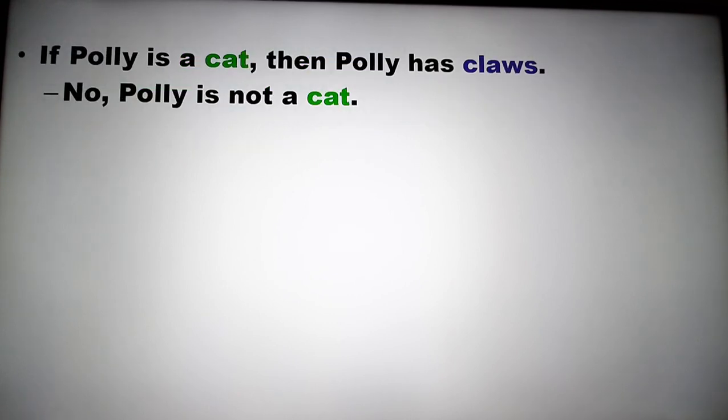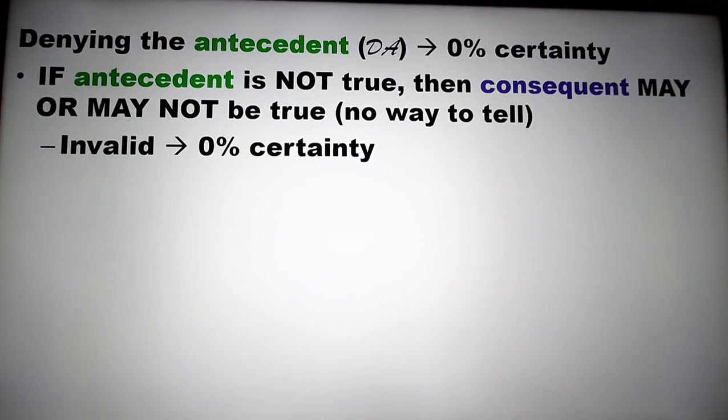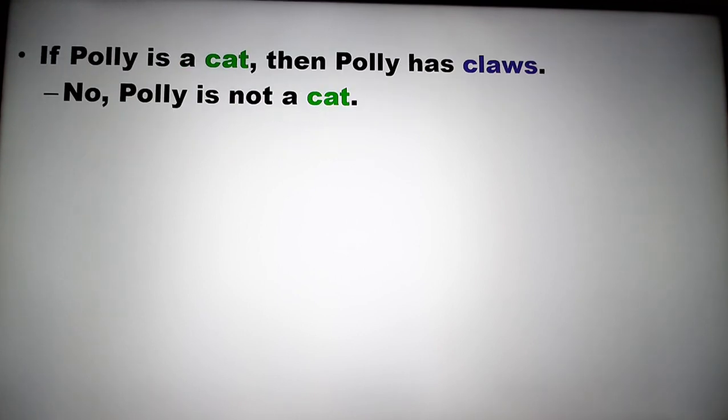We call this an invalid argument. It's a logical fallacy because it sounds like it's giving us some certainty about the consequent, but it's not. And let me give you an example of that.